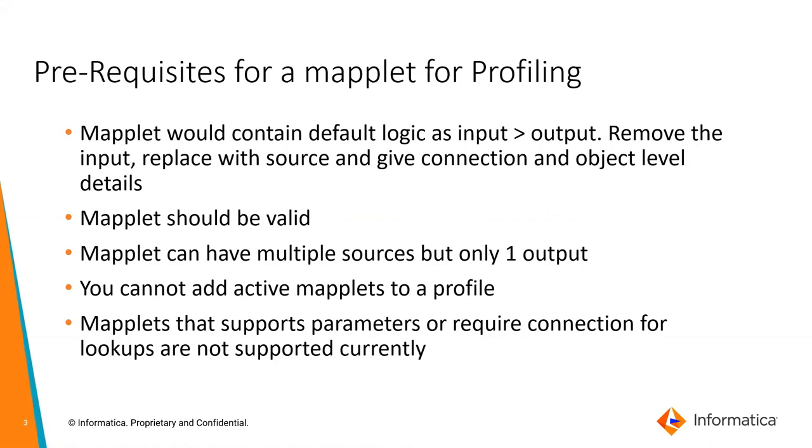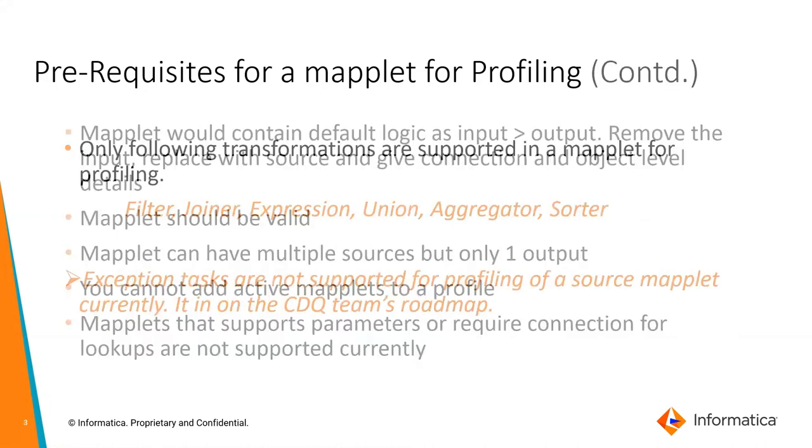Now, as part of the prerequisites, the maplet would contain the default logic as input to output. So remove the input, replace it with the sources that you have, and the output remains the same. Maplet should be valid. Maplet can have multiple sources, but only one output. You cannot add active maplets to a profile. Maplets that support parameters or require connection for lookups are not supported currently.